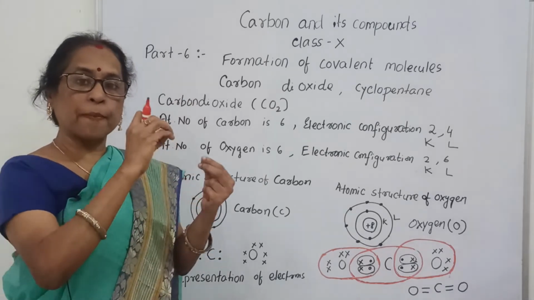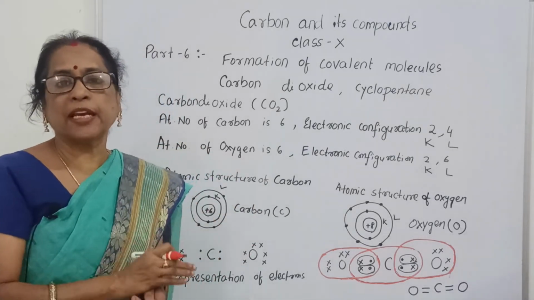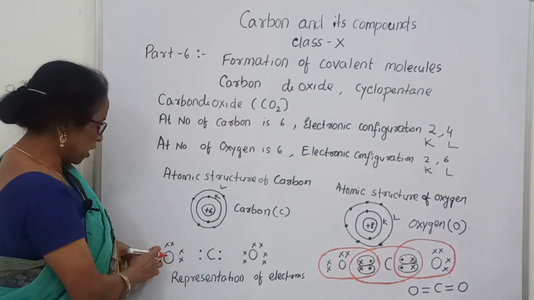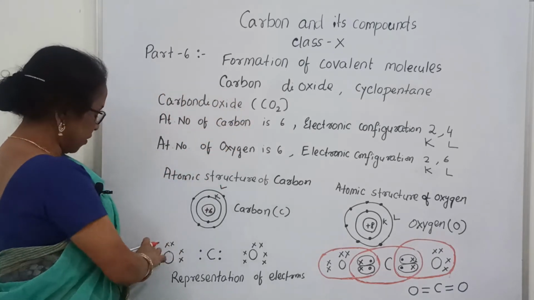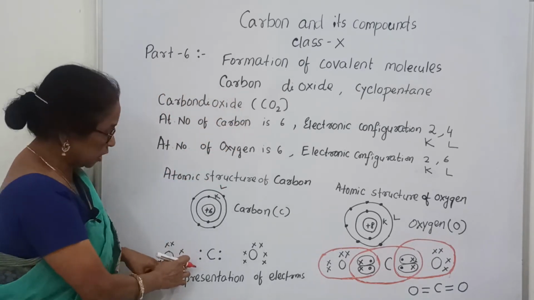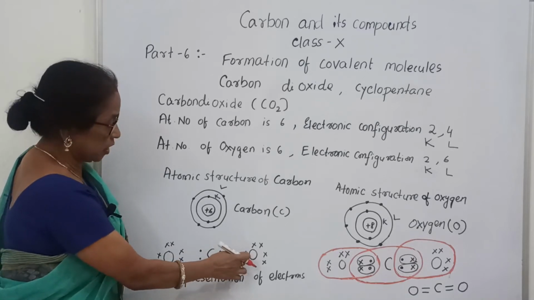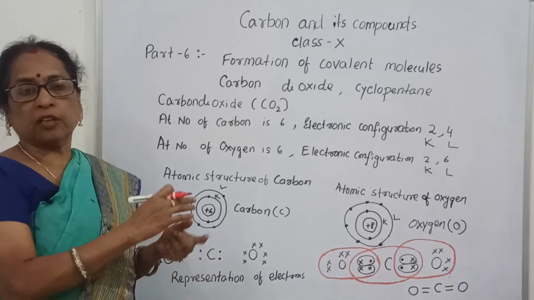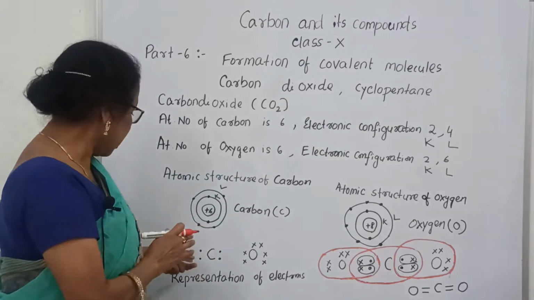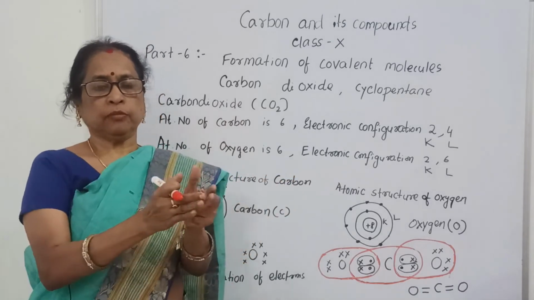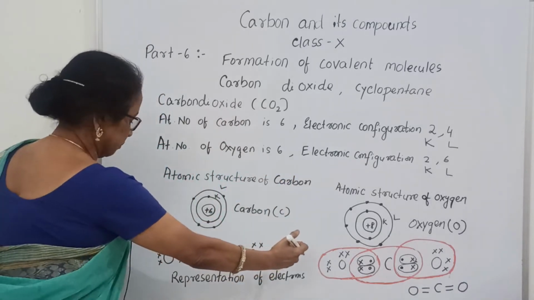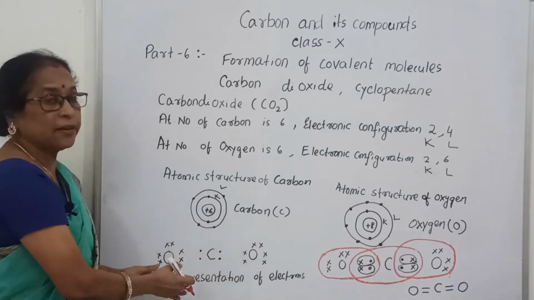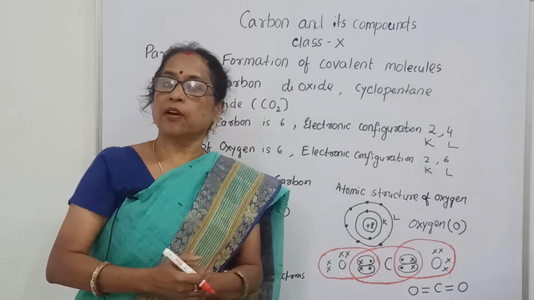Always try to put a pair of electrons first, and then put the remaining unpaired electrons after that. Here you can see these 4 electrons will remain as pairs. These 2 electrons from one oxygen and these 2 electrons from the other oxygen will be shared with the carbon having 4 electrons in the outermost shell. That means the 2 oxygens will come near, one from the left side and one from the right side. They are coming closer and closer. Then only after that does sharing of electrons take place.